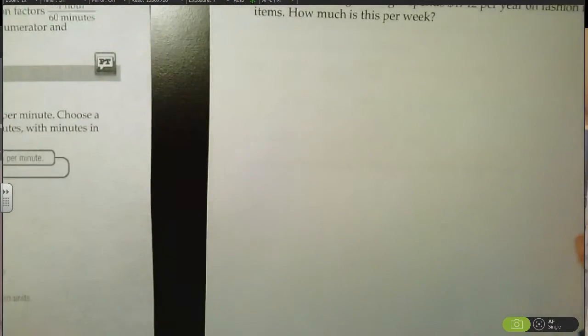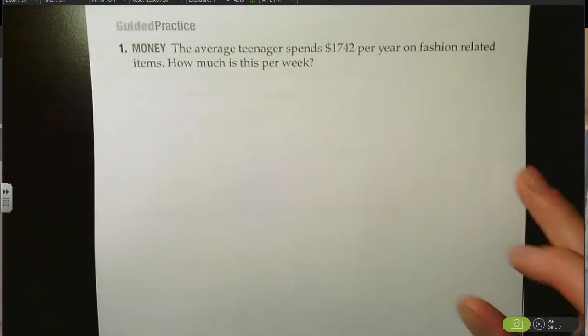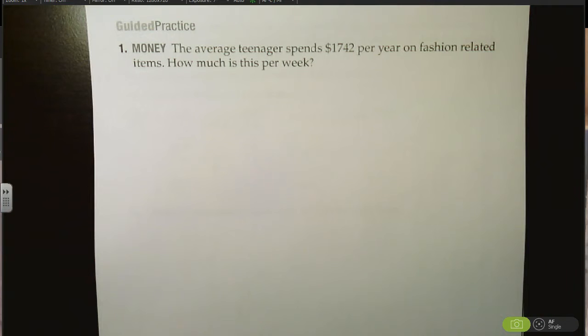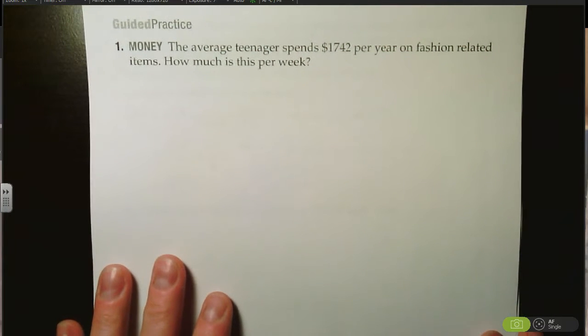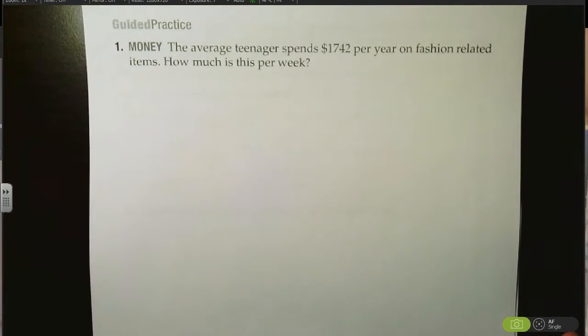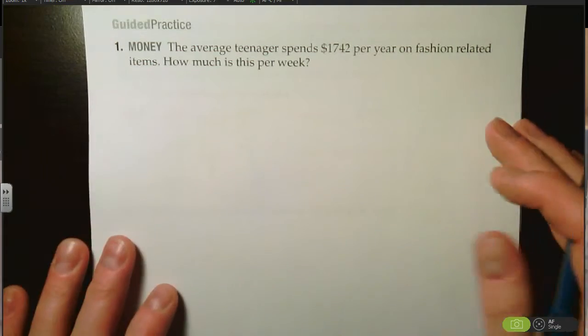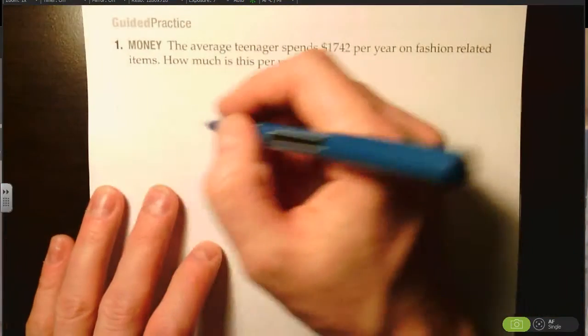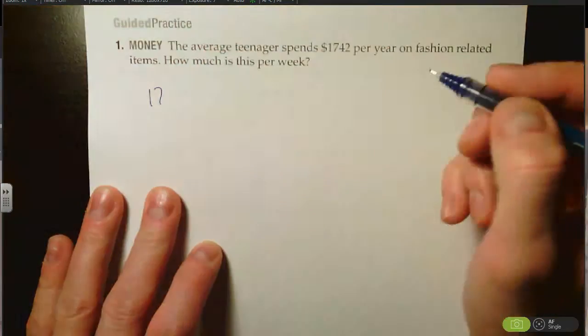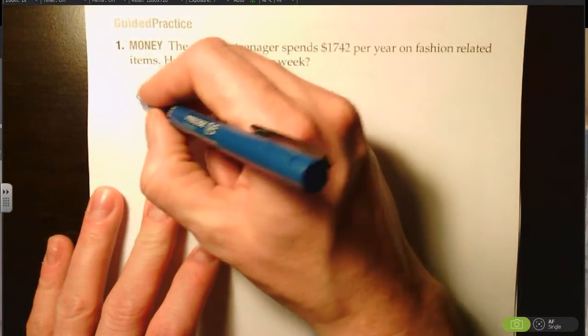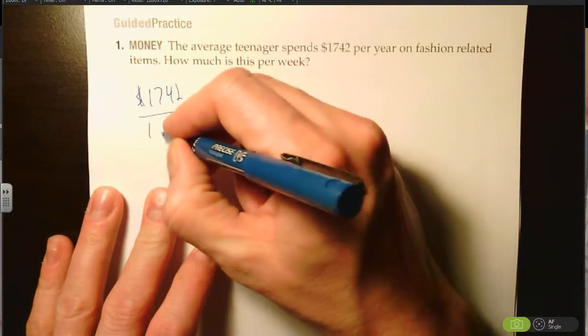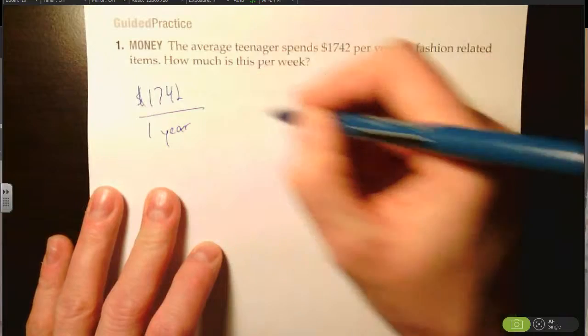Okay. Now, first example for us. The average teenager spends $1,742 per year on fashion-related items. How much is this per week? And I don't know if this is true or not. It seems like a lot of money. But either way, we know we have $1,742 per 1 year.